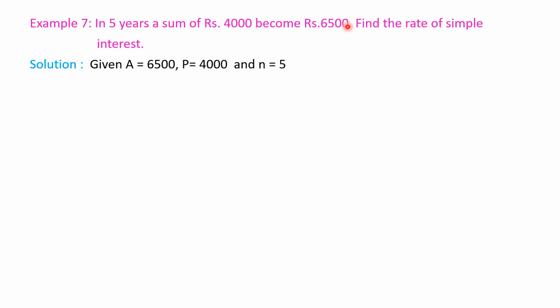So, this is a future value. Therefore, A is equal to 6,500. P is equal to 4,000, the sum of rupees 4,000, the basic value, the beginning value. And N is equal to 5 years. We have a formula, A is equal to P in bracket 1 plus RN divided by 100. Put these values in this formula, we get 6,500 is equal to 4,000 in bracket 1 plus 5R divided by 100.